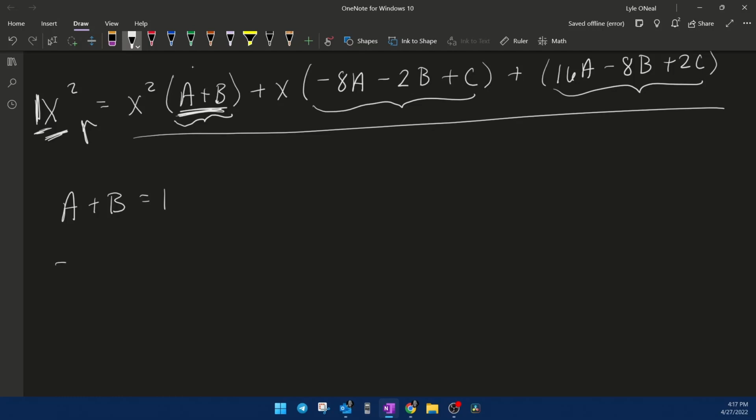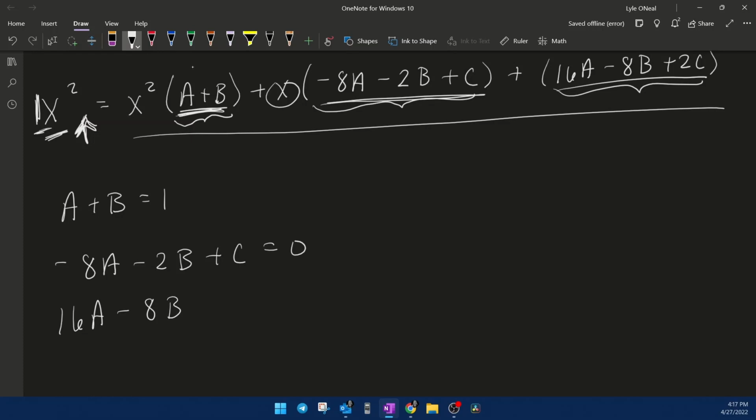Now on the left-hand side, there is no x and there is no constant. So that's going to give me minus 8a minus 2b plus c. The coefficient of x would be 0 since there is no x over here. Likewise, the constant would also be 0 because there is no constant on the left. So 16a minus 8b plus 2c would also have to be 0.